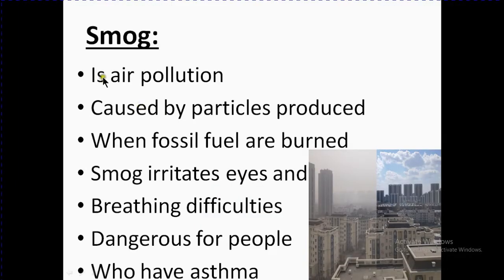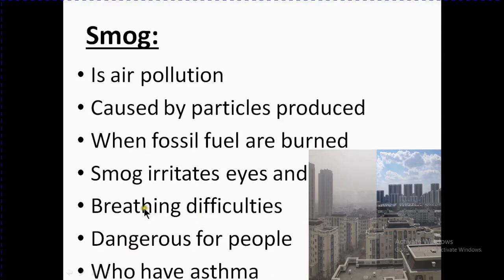Smoke is air pollution caused by particles produced when fossil fuels are burned. Smoke irritates the eyes and causes breathing difficulties. So what is smoke? It's also a type of air pollution. Due to the burning of fossil fuel, it mixes with the air, and you can see the difference between these two parts in this diagram. This is due to smoke, and this is clean air without smoke. It is dangerous for people who have asthma.